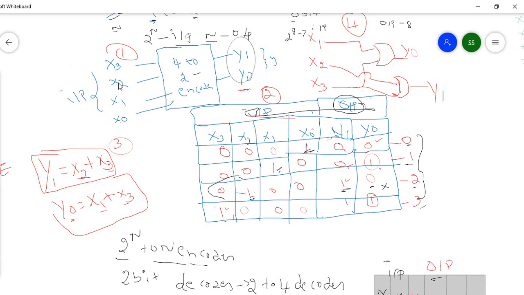In this case, if X0 is high, and similarly X2 is also high, which one should I select and what output should I get? If X3 is high, X2 is also high, X1 is also high, X0 is also high, all are high, what should I take? And if everything is zero, suppose all zero, what should I take?